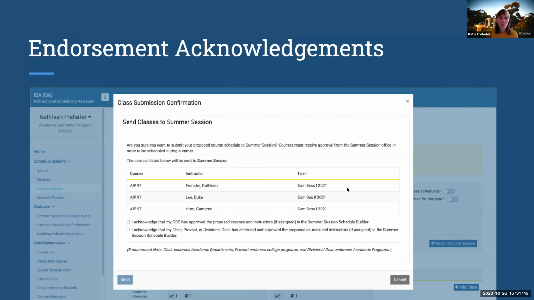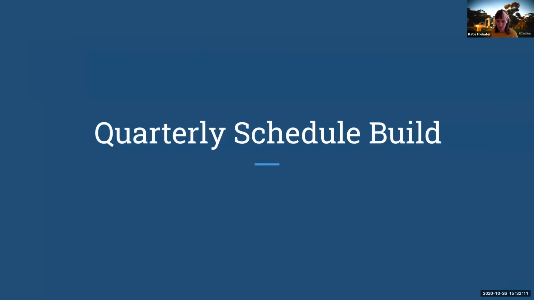That will pop up with a summary of the classes that you have in your schedule. And then there's this endorsement acknowledgement step where you would have to check the box that says, I acknowledge that my DBO has approved the proposed courses, etc. And I acknowledge that my chair, provost, or divisional dean has endorsed and approved the proposed courses. So that's a requirement. And once it's in, it goes over to the summer session side of the dashboard where they can do their magic, and then it will show up in your dashboard.